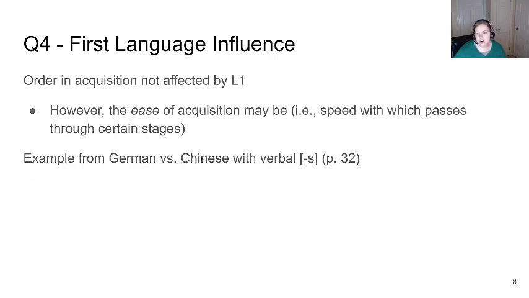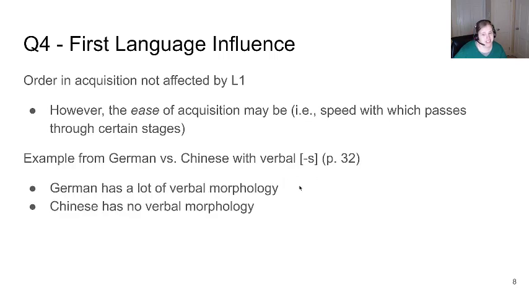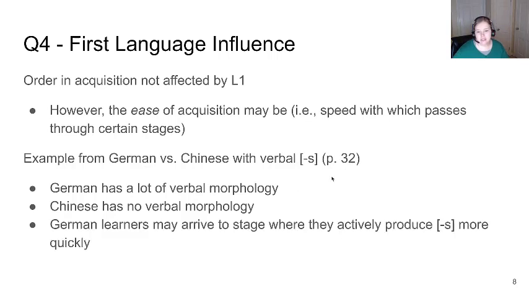As for order of acquisition not affected by L1, but might be eased a little bit, let's look at German versus Chinese with the verbal S that we already discussed. German has a heck ton of verbal morphology and Chinese has basically none. And this is the claim made on page 32. So German learners may arrive at a stage where they actively produce S more quickly than someone who speaks a language that doesn't really have verbal morphology, such as Lardiere's Patty, right? Patty had a lot more challenge because she spoke several languages, many of which did not have much verbal morphology, whereas German, again, has a ton.